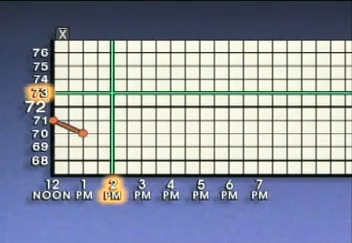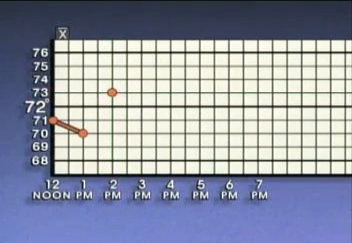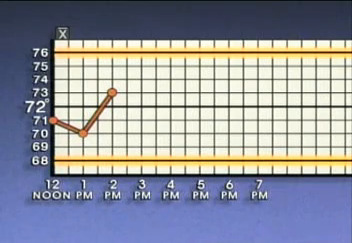Draw an imaginary line perpendicular to the x-axis at that point. The point at which the two lines intersect is where the x-bar value is plotted. Finally, draw a line on the chart to connect this value to the value that was plotted an hour before. The values that are plotted on an x-bar chart should fall within the upper and lower control limits. If they don't, the process is out of control.